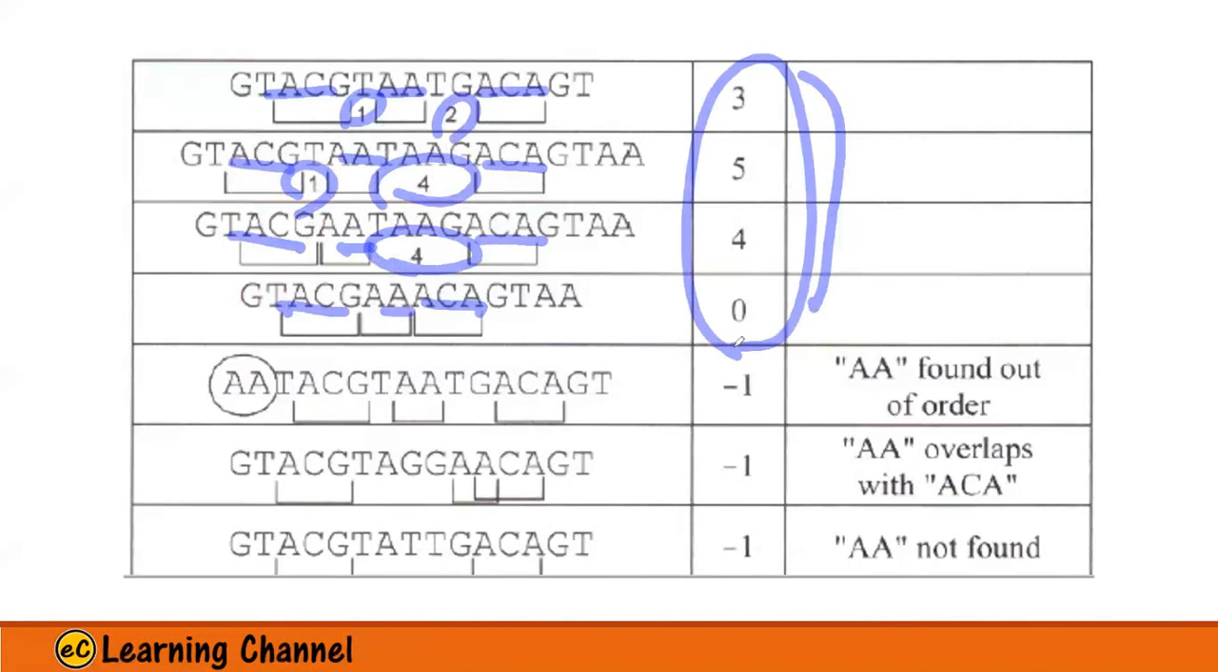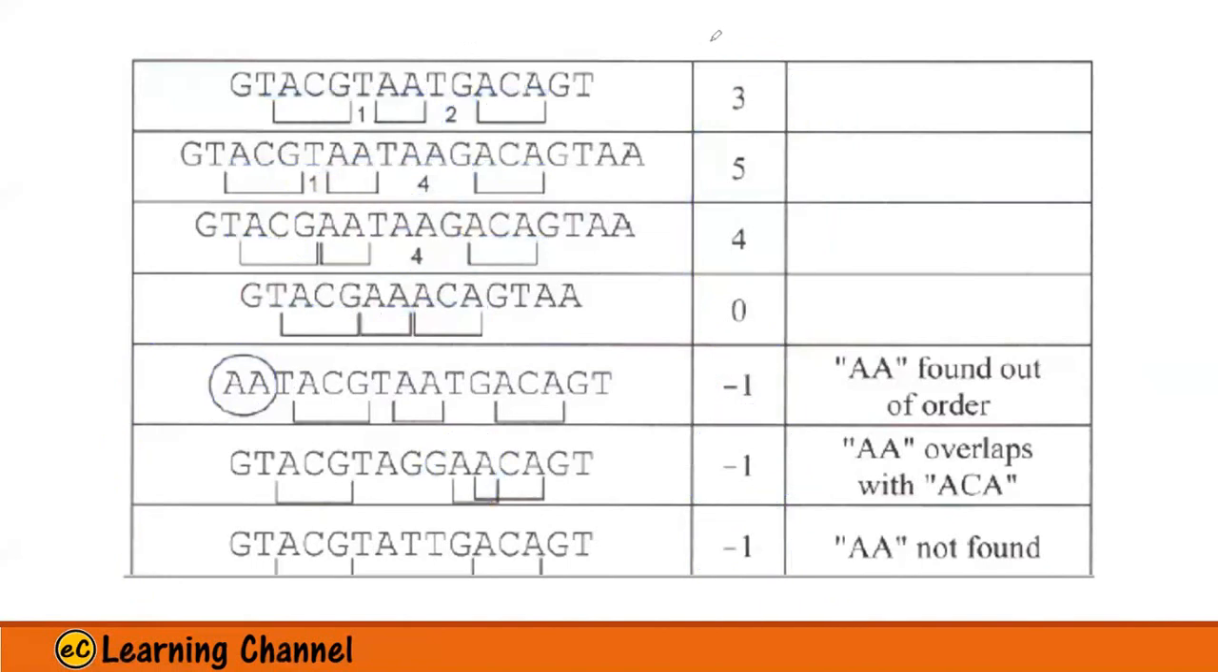And if AA is out of order, then we return -1. Or if it's overlapping, we return -1. Or if a certain pattern is not there, we return -1. All of this means not matching. Okay, these are the rules. Then how can we implement it?